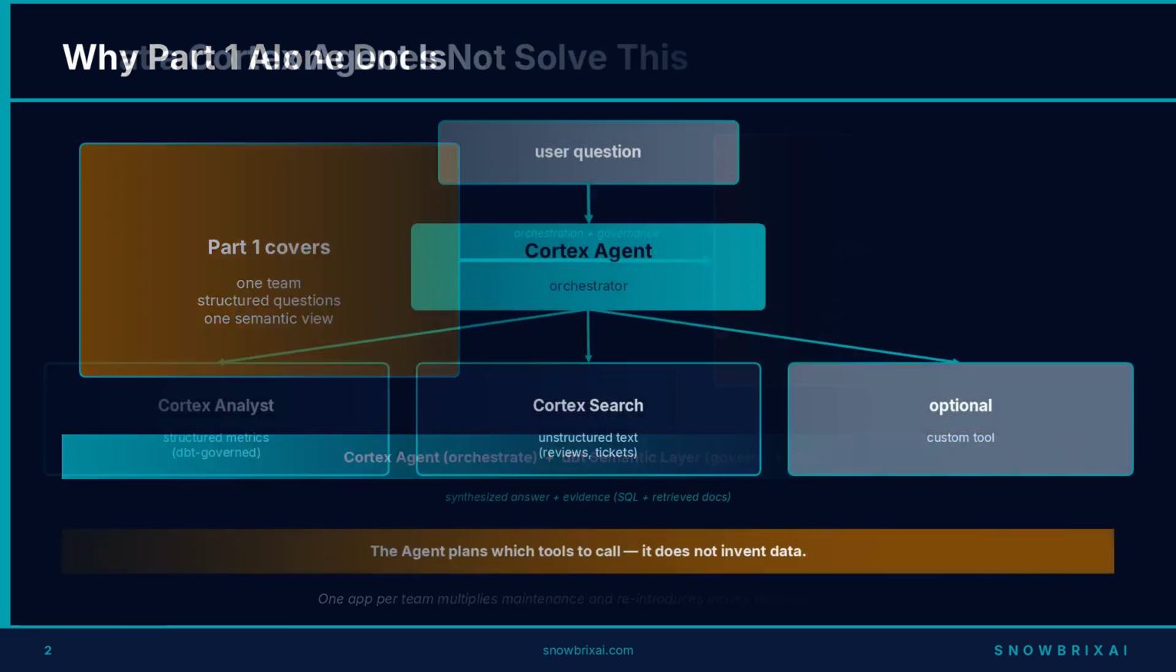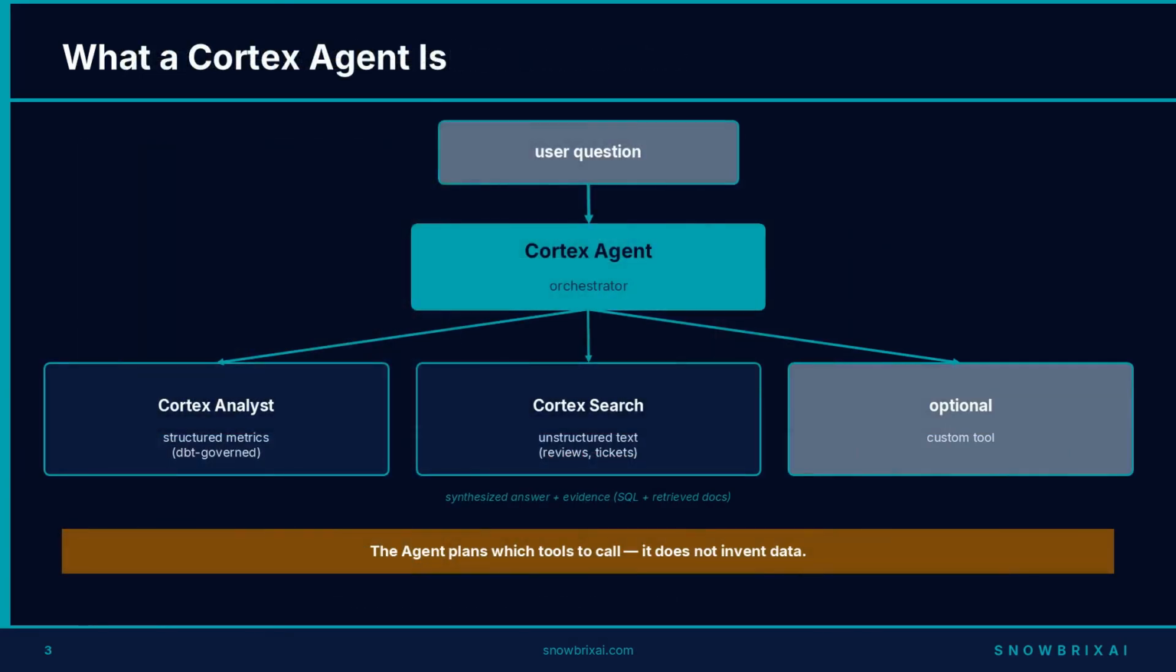That is part 2. So what is a Cortex agent? Picture an orchestrator sitting under the question. It reads what you asked, then plans which tools to call below it. Three tools: Cortex Analyst for structured metrics governed by dbt, Cortex Search for unstructured text like reviews and tickets, and an optional custom tool. It hands back a synthesized answer plus the evidence, the SQL it ran, the documents it pulled. Read the orange note: the agent plans which tools to call. It does not invent data.